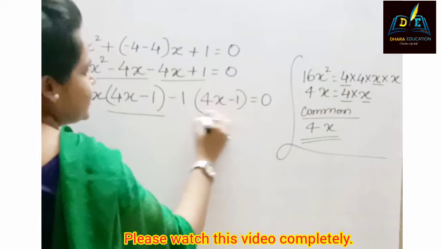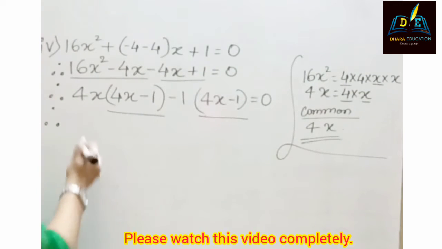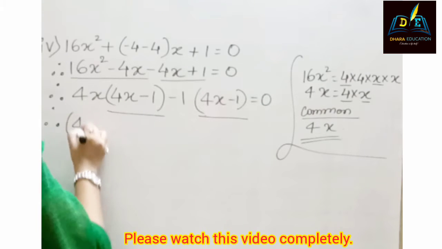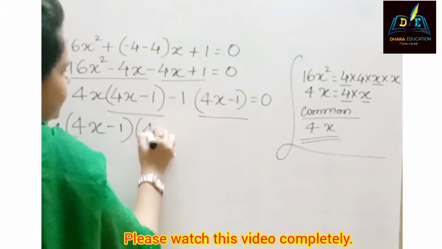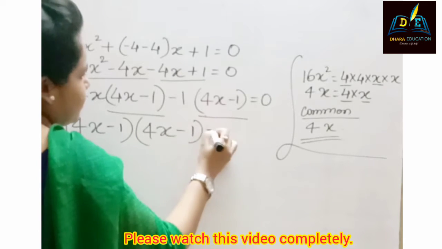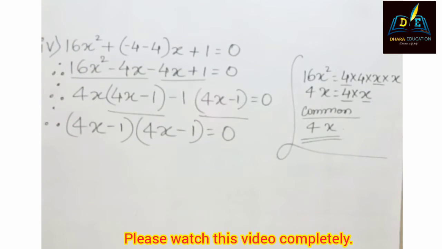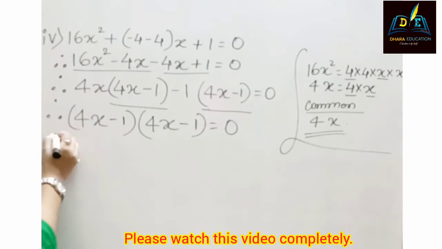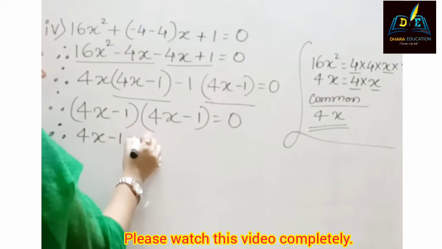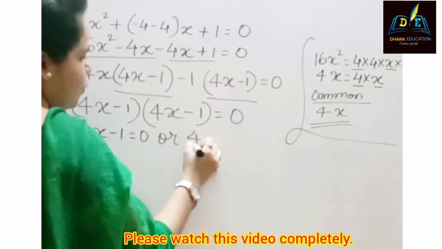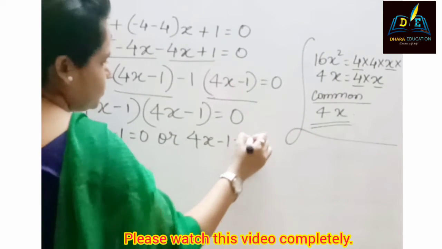As you can see, both of these are common. What is not common, we are going to write here. Now, students, the next step will be 4x minus 1 is equal to 0.